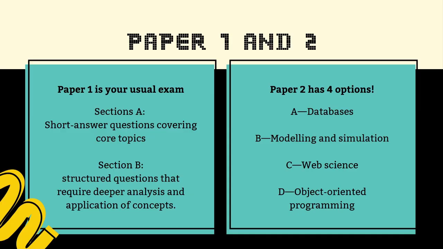As for option B, you'll be learning about modeling and simulation. So this is about data, how you can model and simulate it, visualization of data. For C, it's web science. So you'll learn about HTTPS, HTML, and CSS, the functions of the URL in terms of how exactly your browser communicates with the servers in order for you to get your web pages. And option D is object-oriented programming. So you learn things such as encapsulation, inheritance, polymorphism. So if that sounds like an interest to you, you might want to take option D.